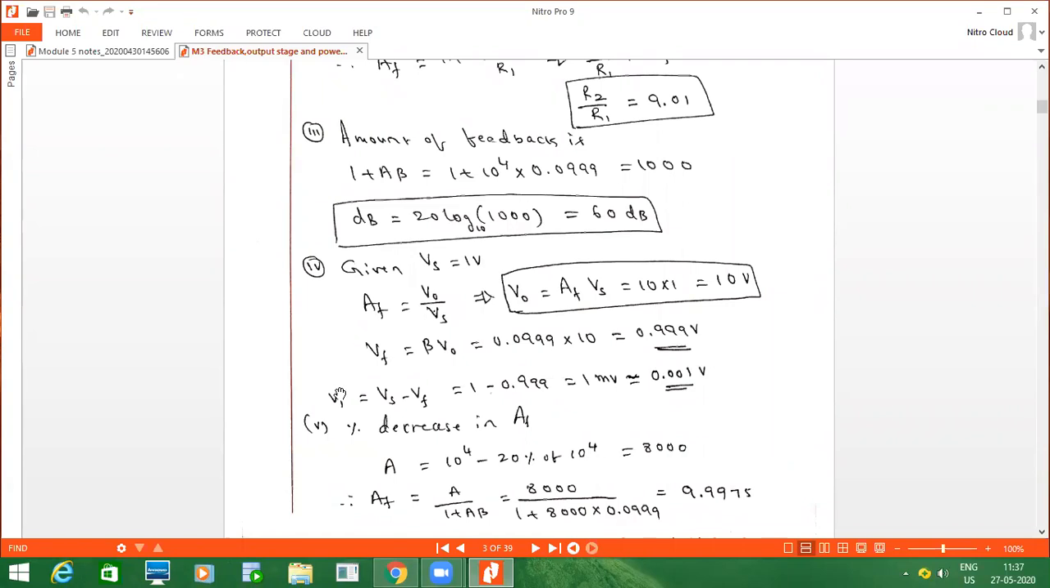So what about Vi? Here Vs is there, Vi is there. Vs means the voltage generated from the source. Vi means how much voltage you are connecting to the input terminal of an amplifier. So these two values are different, not the same. Vi will be equal to Vs minus Vf. That is, the voltage at the summation point, Vi, will be equal to Vs minus Vf. Vs is 1 volt, Vf is 0.999 volt. So Vi will be equal to 0.001 volt.